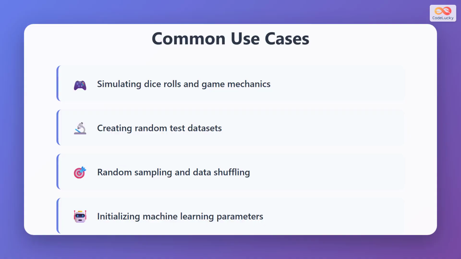The randint function has many practical applications. You can use it for simulating dice rolls and game mechanics in gaming applications. It's perfect for creating random test datasets in data science projects. You'll also find it useful for random sampling and data shuffling tasks. Additionally, it's commonly used for initializing machine learning parameters with random values.